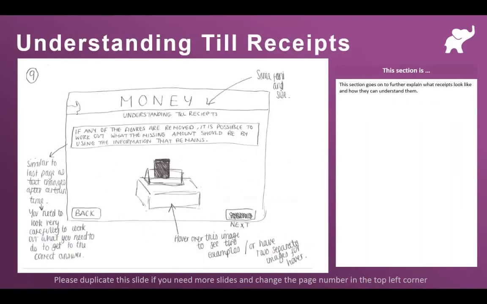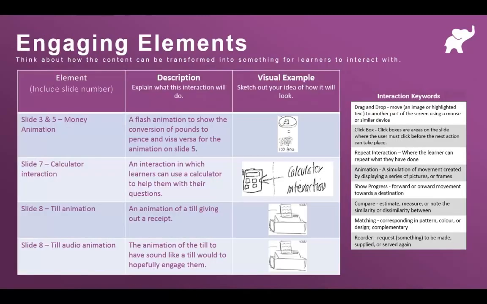Yeah, and then after that, the final step is the engaging elements. So any engaging elements that you have used in your e-learning package, this is where you'll put this into this table. So there's a few keywords here that may help you when you're trying to give a description of what the element is. And then you put the slide number, what the element is, the description to what it does, and then a visual example. And then after that your storyboard's ready, and then you can start creating your e-learning package.